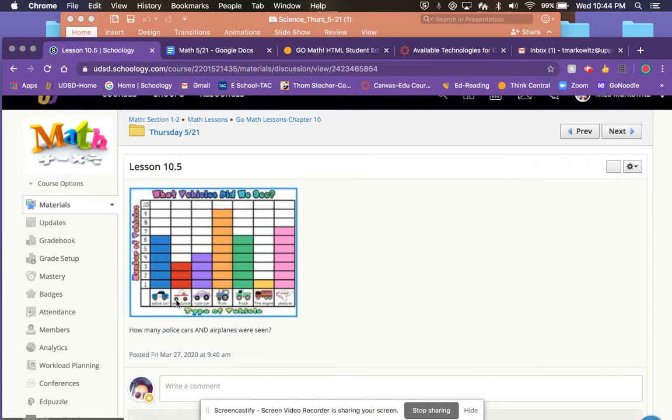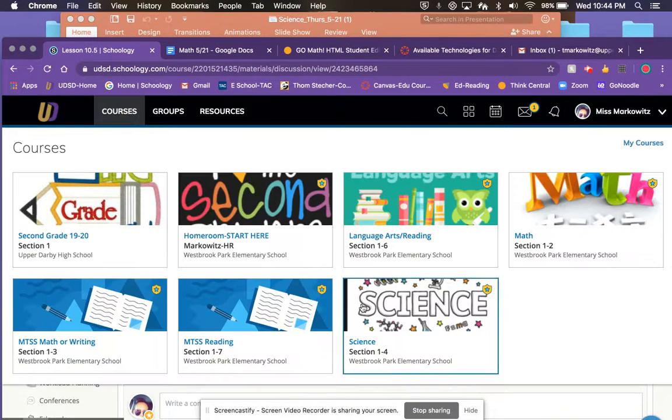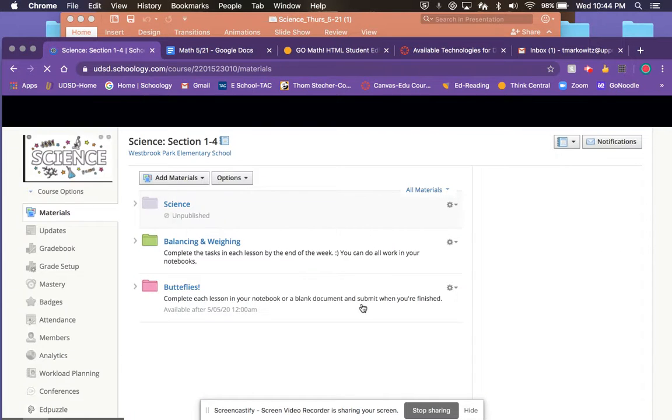I know it's a little bit blurry, but we have police car, ambulance, race car, train, truck, fire engine, airplane. The question says how many police cars and airplanes were seen. Use the graph and then tell me your answer. There were blank police cars and airplanes seen. Okay, now we can go into science.